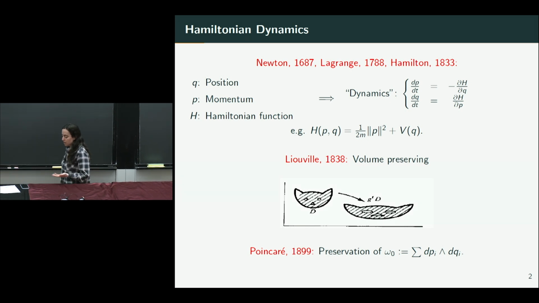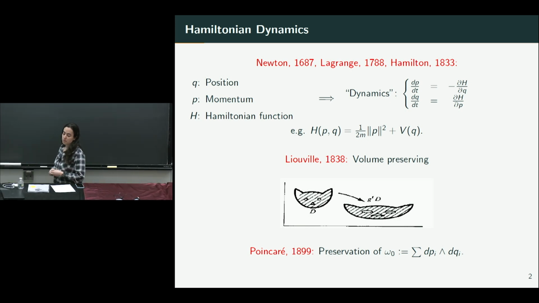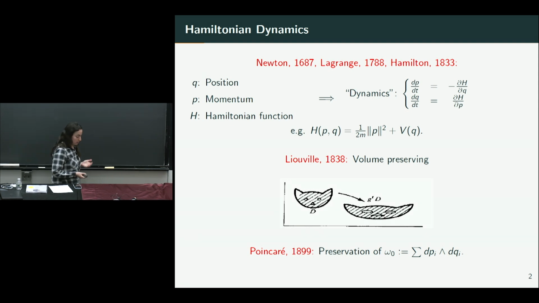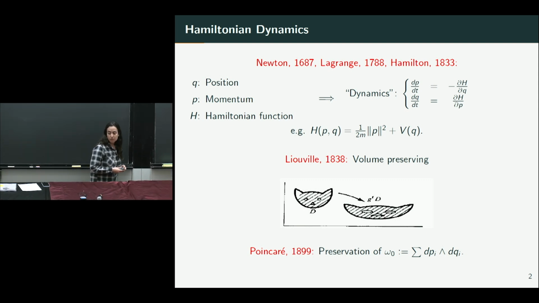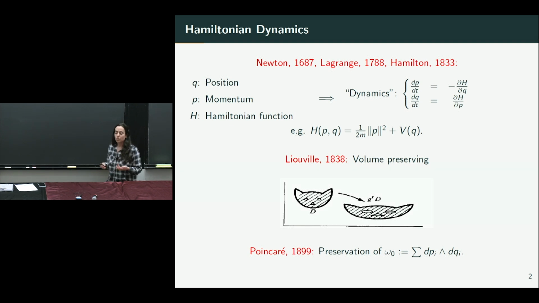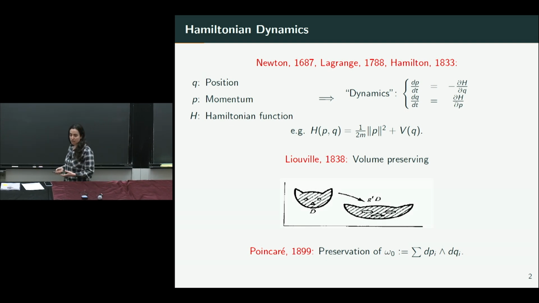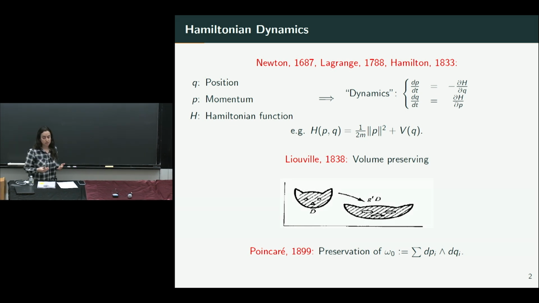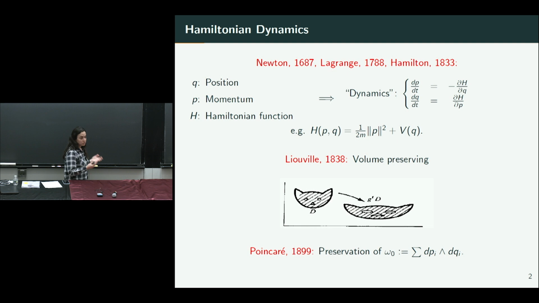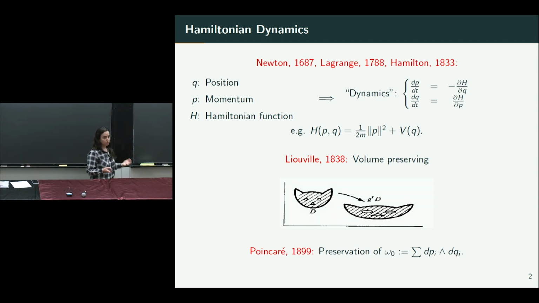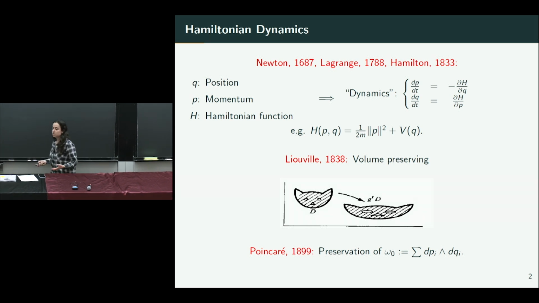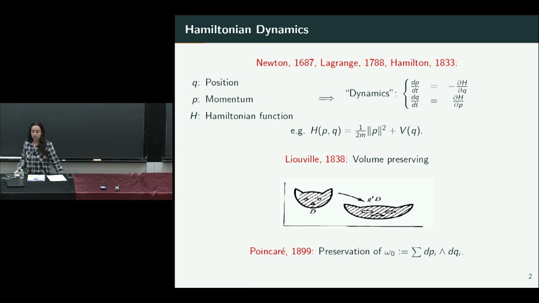And it is a stronger requirement than being volume preserving, because omega naught to the power n is a volume form. And in R^2n, it turns out that a symplectomorphism, a map which preserves omega, can always be represented as coming from some Hamiltonian, so it could be represented as a Hamiltonian flow. So this creates a strong motivation to study symplectic maps.